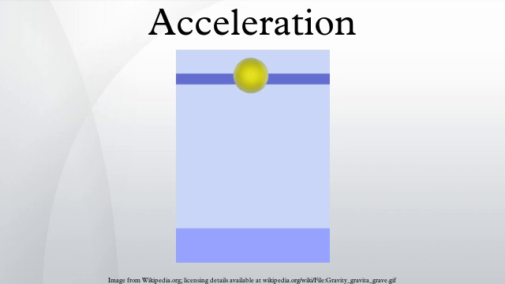Acceleration, in physics, is the rate at which the velocity of an object changes over time. An object's acceleration is the net result of any and all forces acting on the object, as described by Newton's second law. The SI unit for acceleration is the metre per second squared. Accelerations are vector quantities and add according to the parallelogram law.